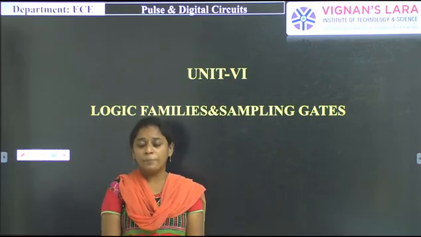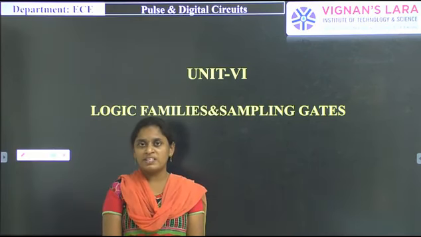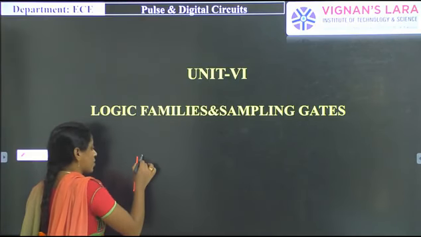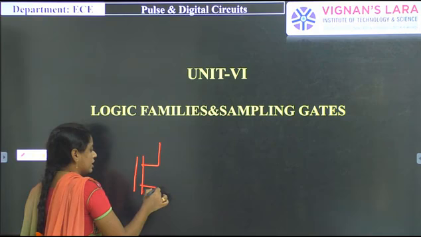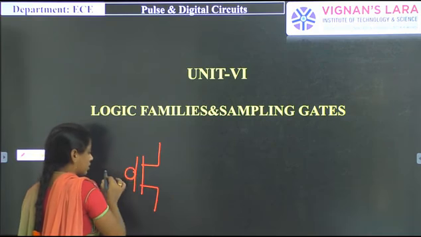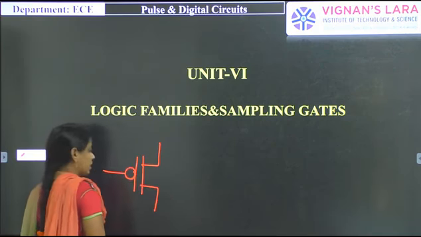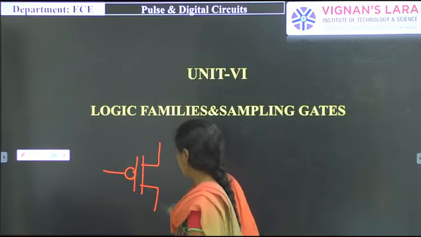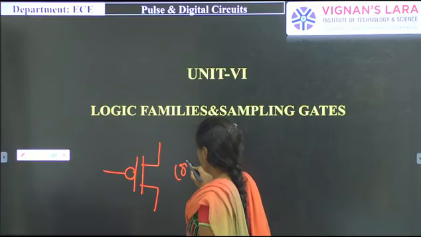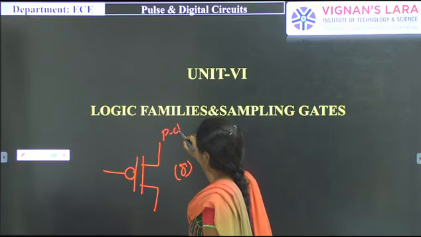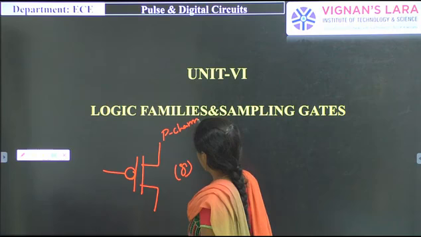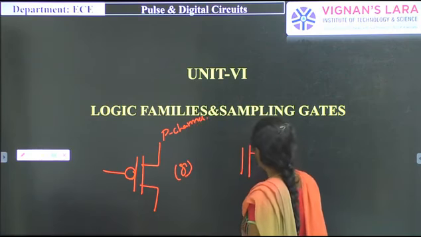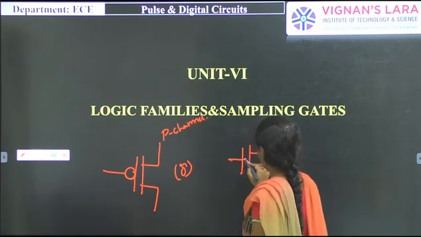What is meant by P-channel MOSFET, and what is its symbol? Simply, the symbol of P-channel MOSFET will be like this. It can be represented with a dot, and the terminals will be gate, drain and source. So this is P-channel MOSFET, and for the N-channel MOSFET, it will be like this.